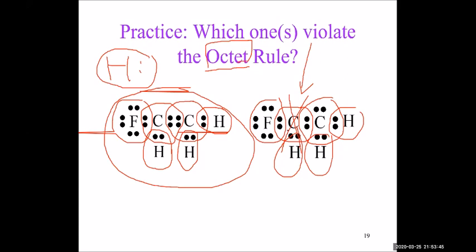Take a little practice, get used to how to count valence electrons around each atom. Because later, when you draw the Lewis structure yourself, you need to constantly check if your structure fulfills the octet rule. So take some practice, get used to this. Okay, any questions?